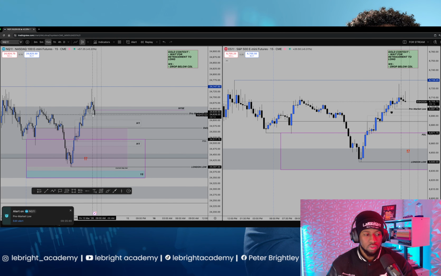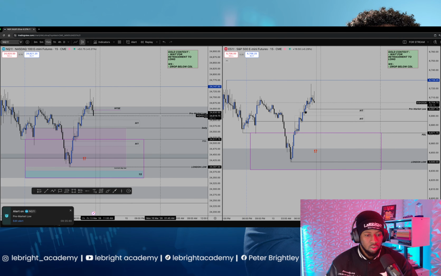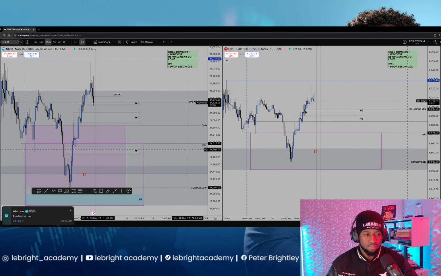All right, so NQ is dropping lower now. We got a retracement. We got a retracement to the pre-market low.